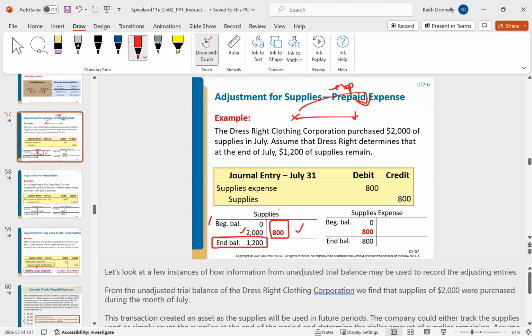It's not always solving for just that ending balance. It's somewhere in between. Sometimes you've got to back into it. So in this way, to record that expense, we're going to debit supplies expense, reduce supplies.